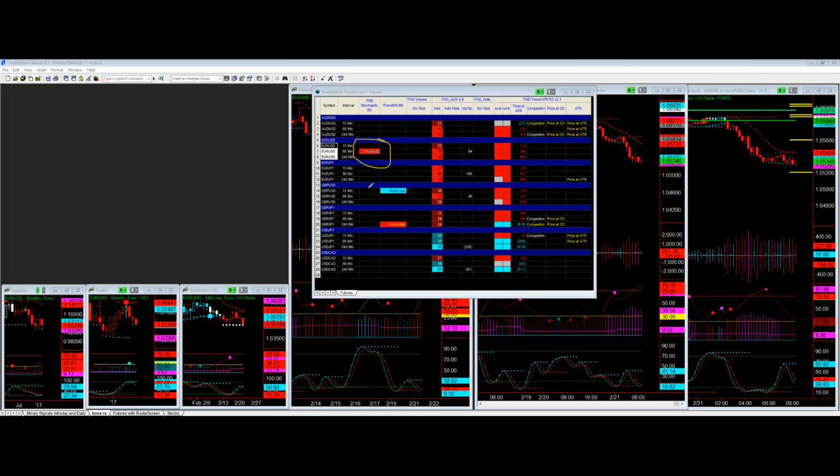I can also see that I've got a pivot low here. I've got a pivot high here. Now, we also have a column that tells me if I have volume divergence here.